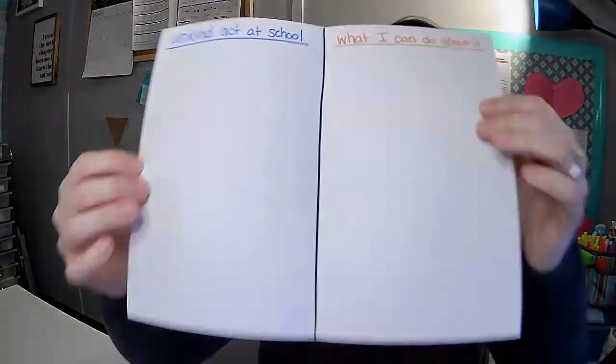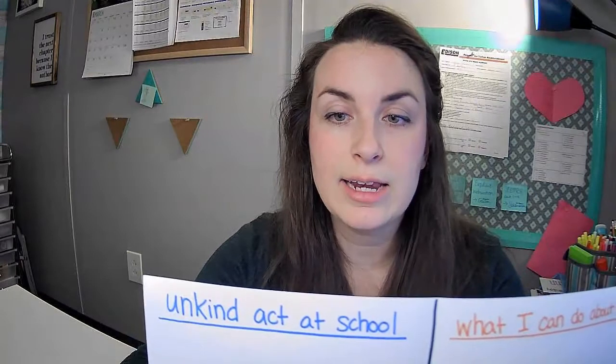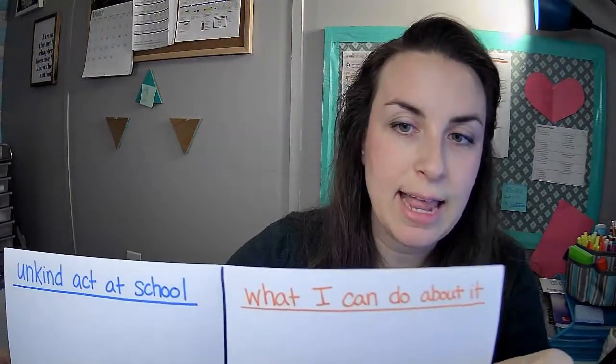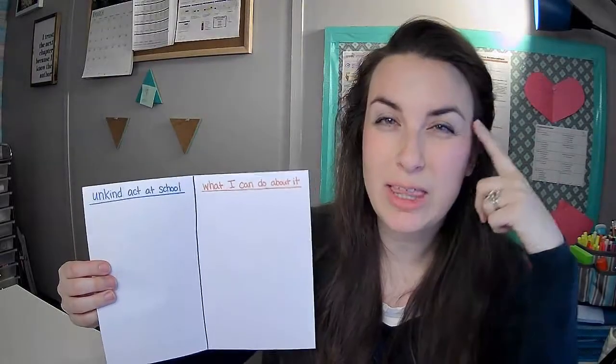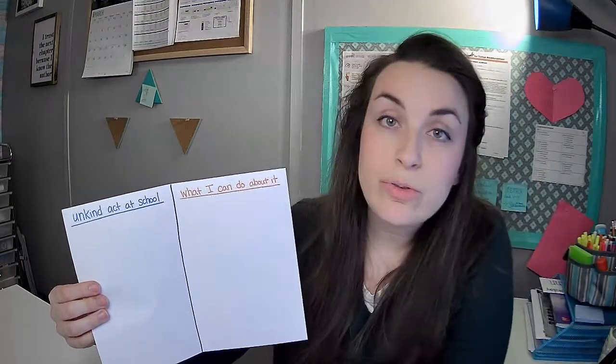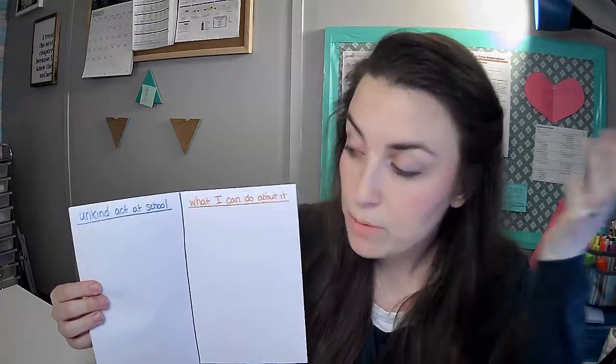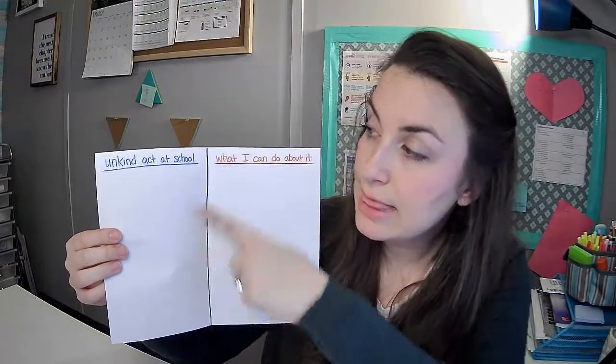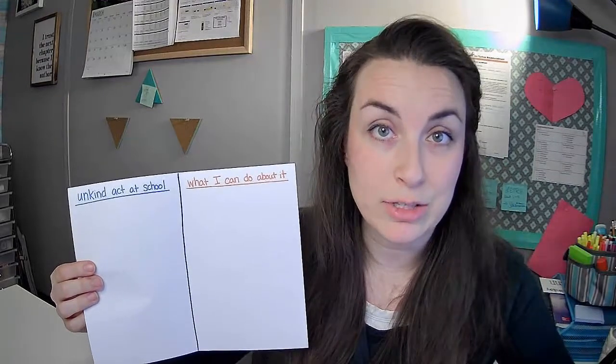All right. Let's do an extension activity. Today I want you to grab a piece of paper and fold it in half, just like this, like it's a card. Then when you open it up, I want you to label two things for me. The first side says unkind act at school, and the second side says what I can do about it. On the first side, think of something that happens at school that you see that is unkind. You can use pictures, words, or both, and you can draw or write that thing right here. What is something unkind that you see at school?